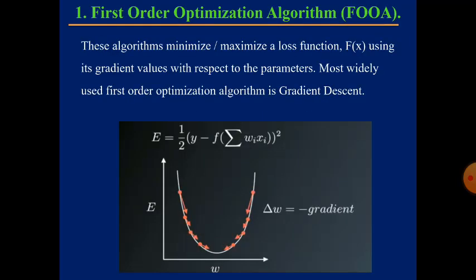First we will see the first order optimization algorithm. The first order optimization algorithm is to minimize or maximize a loss function. It is for minimizing the loss function f of x using its gradient values with respect to the parameter. Actually, this first order optimization is widely used in gradient descent.